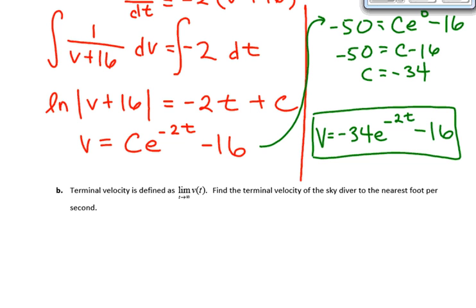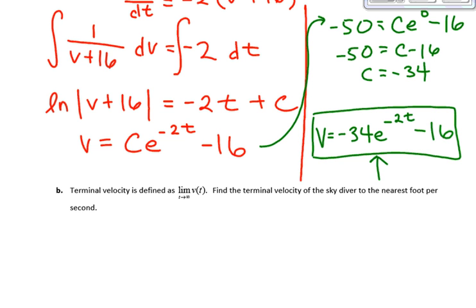Okay, so once you isolate V, then you can plug in to find your C. So plug in the initial condition to find the C value, and then here is my final answer for V. There are other ways of doing it, but this is what I find to be the simplest for me. Okay, so now our last 2 questions are pretty simple.